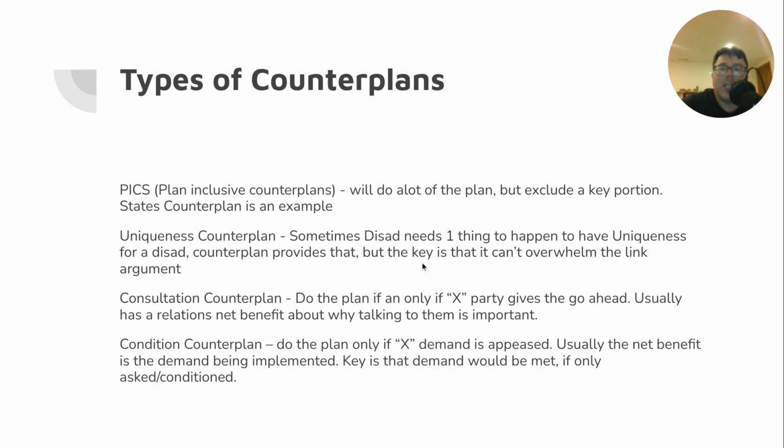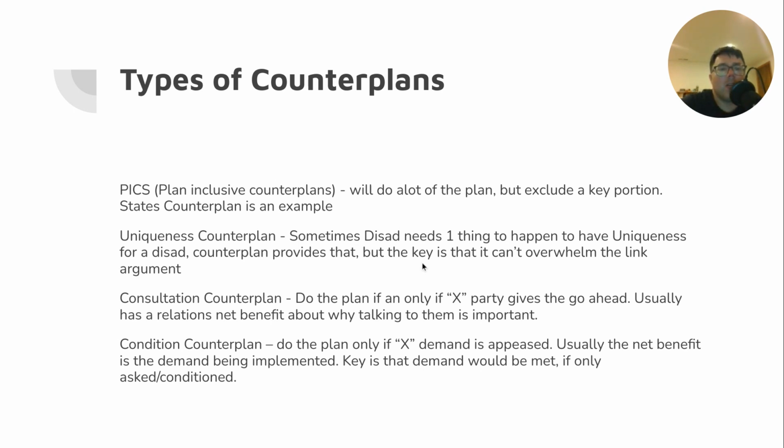There's also what's called a uniqueness counterplan, and this is basically when a disad needs one thing to happen in order for uniqueness to be true for a disad. The counterplan can fiat that one thing happening. But the real hard part here, and the reason why you don't see a ton of uniqueness counterplans, is that the uniqueness provided by the counterplan can't overwhelm the link argument, which is usually tedious and tenuous at best for a disad. And so you don't see a terrible number of these.